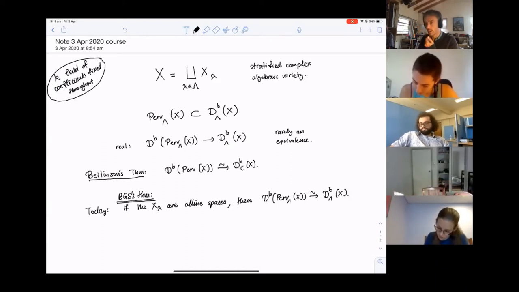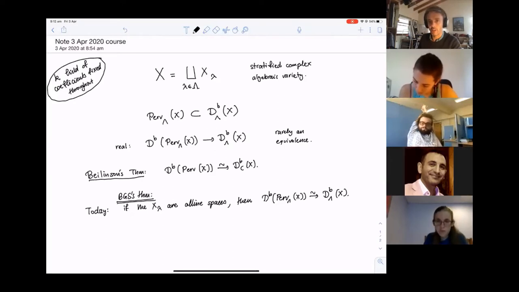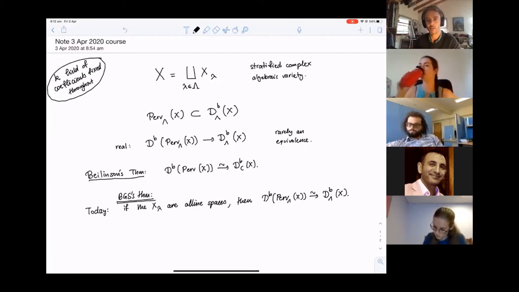Okay. You can take this a little bit with a grain of salt, but roughly speaking, we saw last time that the issue is that the strata may not be K(π,1). And affine spaces are contractible, so there's no fundamental group information and no higher homotopy group information. So everything is okay. But that should be taken with a grain of salt. The proof is very different.